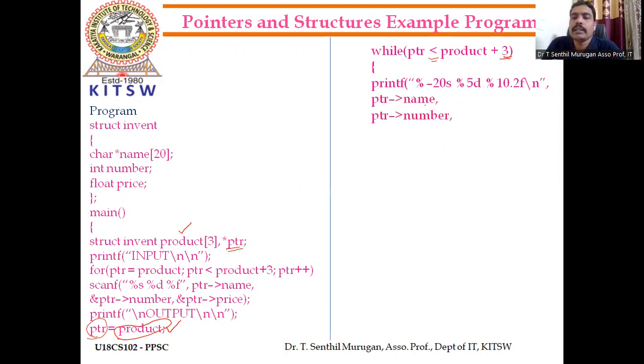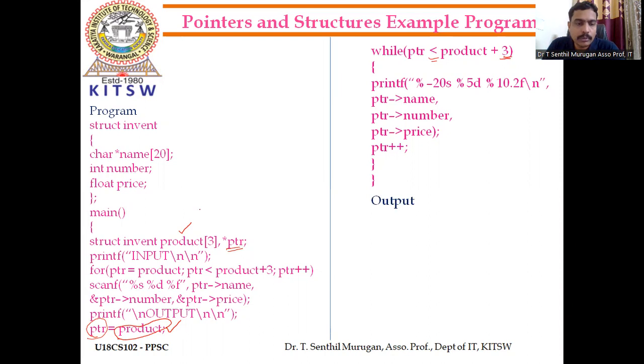Now we have to print the name, number, and price in the output statement. Once it is printed, plus plus. So why plus plus after printing? When the first product is over, it will go to the second product. Okay, so this is a simple program. Now we will see the output.